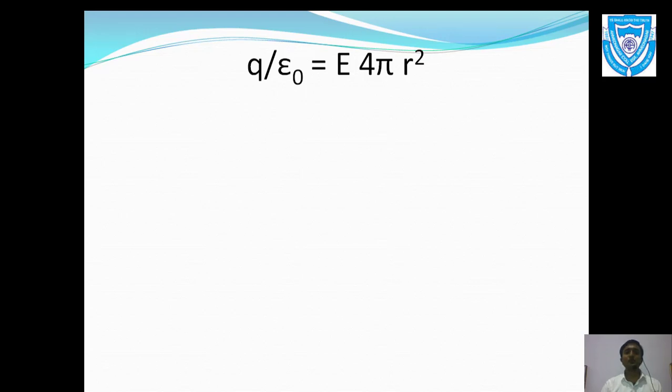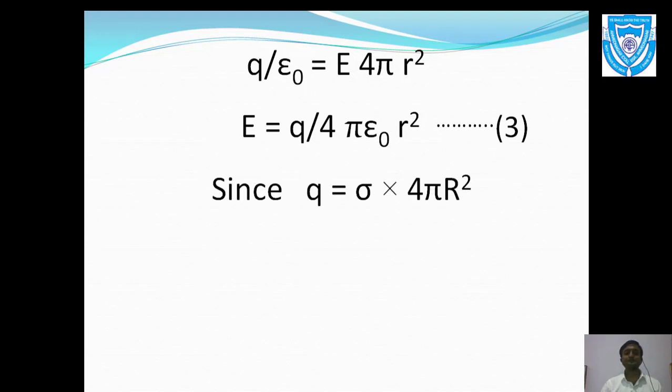Now transpose 4 pi r square to the left hand side. Therefore we have a newer formula: E is equal to Q upon 4 pi epsilon naught r square. This will be our equation number 3. Since the total charge Q is equal to sigma into 4 pi R square, put this value in the above equation.